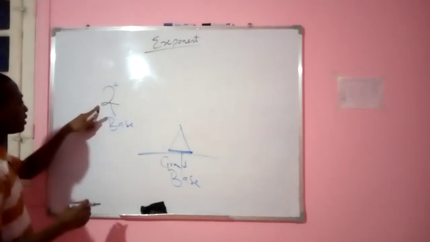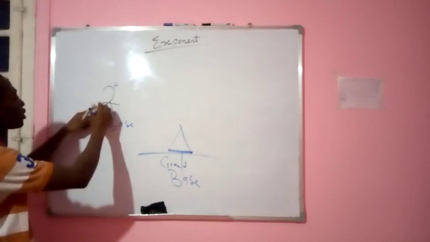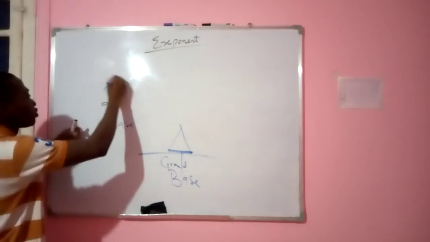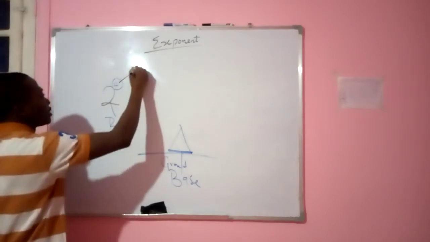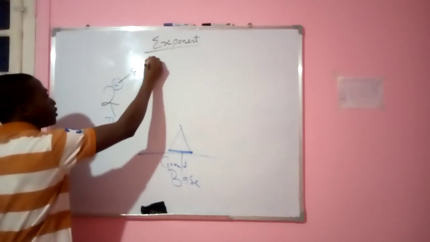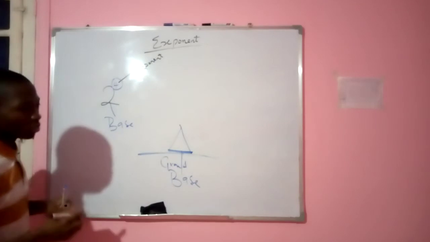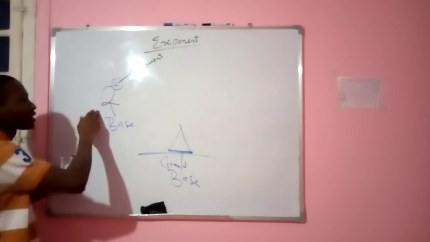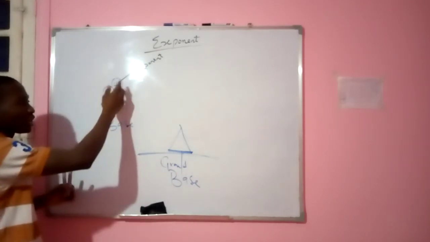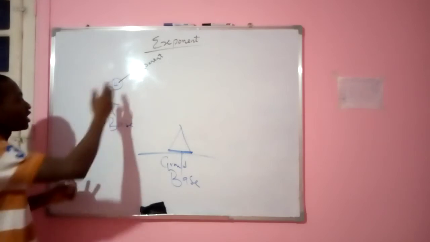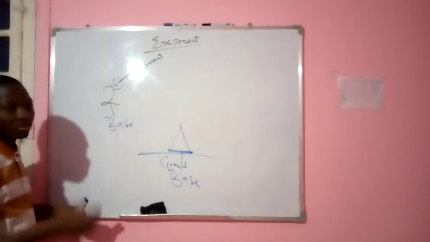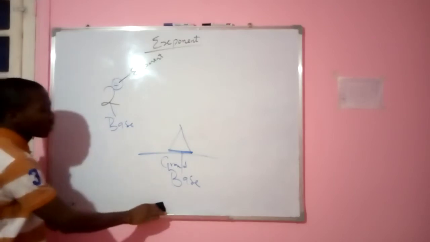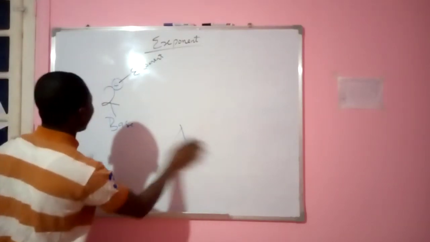So this is called the base, and this little number on top here is called the exponent. That's the exponent. The base could be any number, and the exponent also can be any number. The exponent can be a positive number, a negative number, a decimal, or a fraction. So this is the base and this is the exponent.